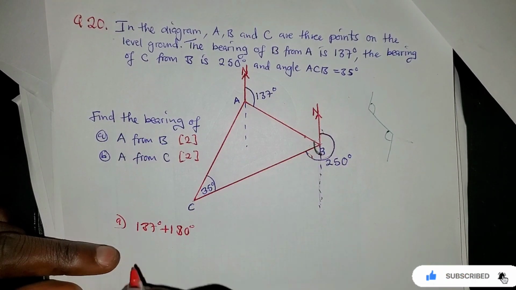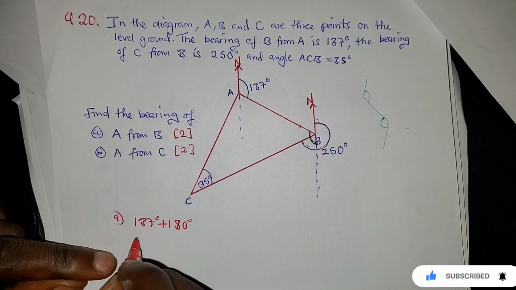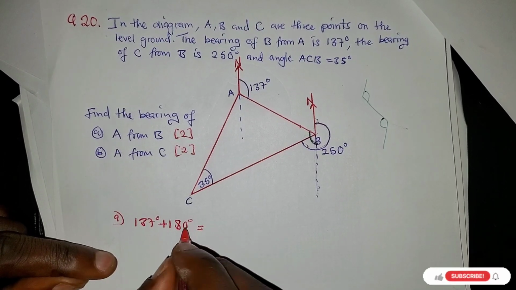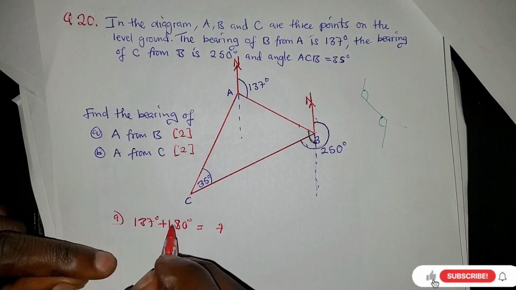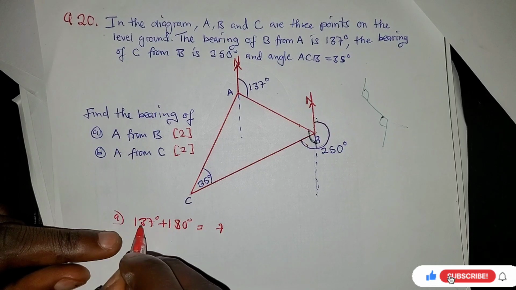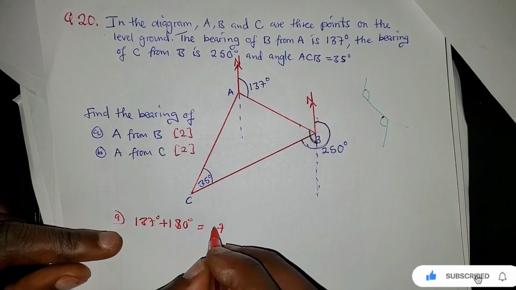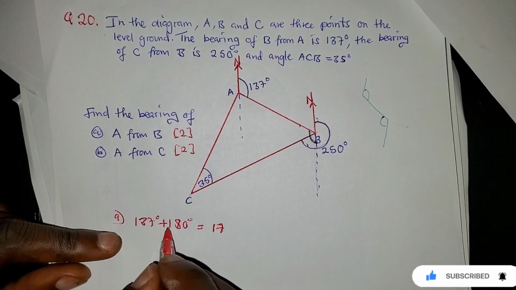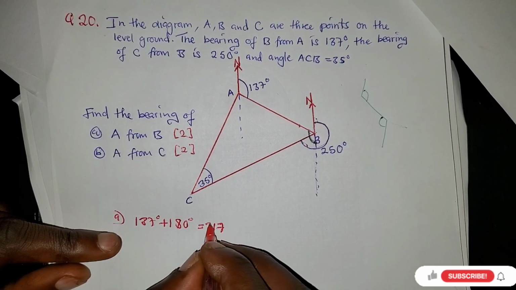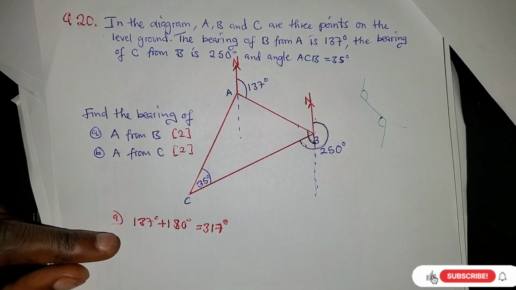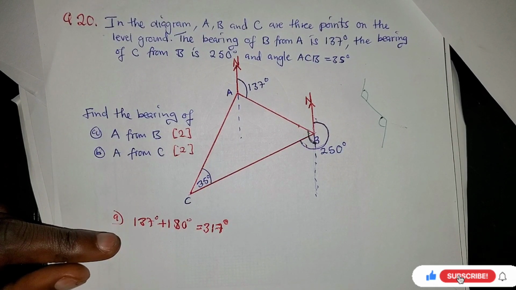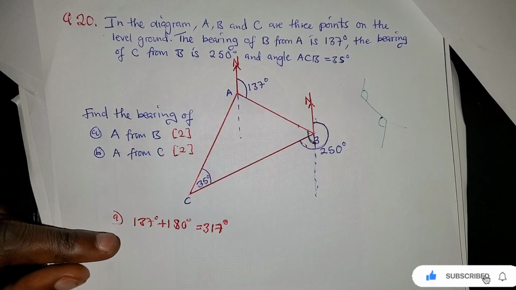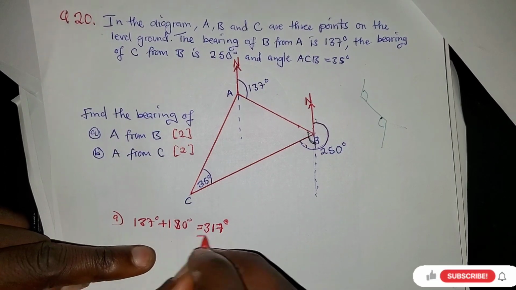When you add the two, we have 0 plus 7 is just 7. 1 plus 8 is 9... 8 plus 3 is 11. So you can just say 1, carry 1. 1 plus 1 is 2, plus 1 is 3. So 317. This is giving me 317. As simple as this.